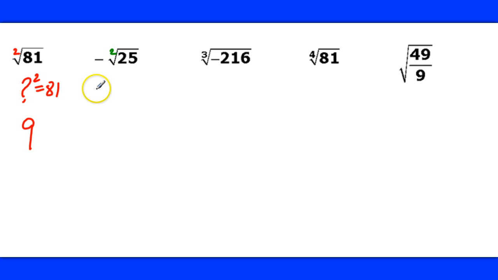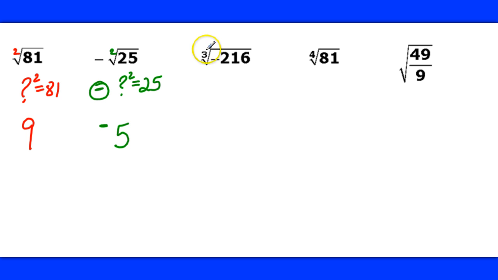So this is saying the opposite of what number squared will give you 25. So that's letting you know, by them putting that there, that's letting you know that they want the negative root of this. So the square, what number squared will give you 25 is 5, and since they want the negative root, they told you that right there, it's negative 5.